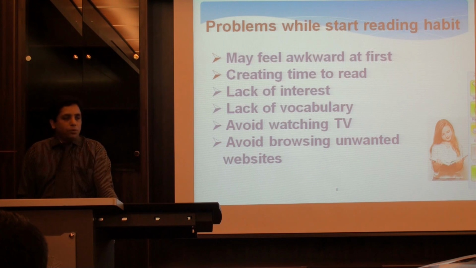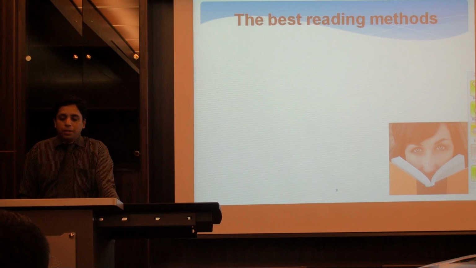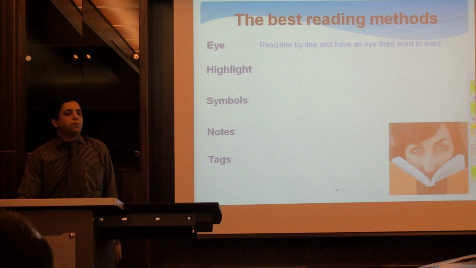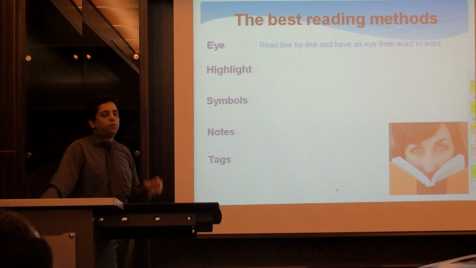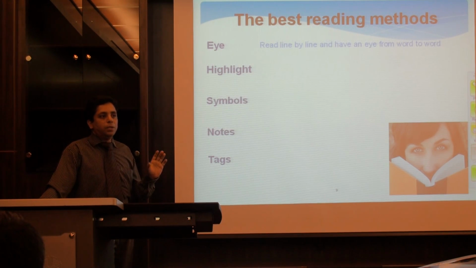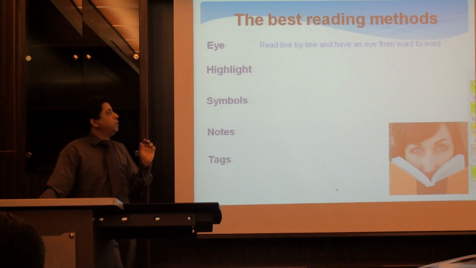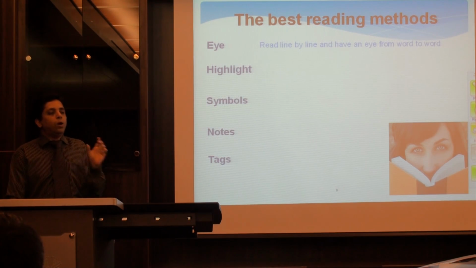As I said, watching television also we can avoid some of the things. The best reading methods I have quoted here: eye, highlight, symbols, notes, tags. We'll see what these are. This is the first and foremost: read line by line and keep an eye from word to word. This will be helpful for you to understand what you read. So if you keep your eye on each and every word, that will help you with what you are reading.